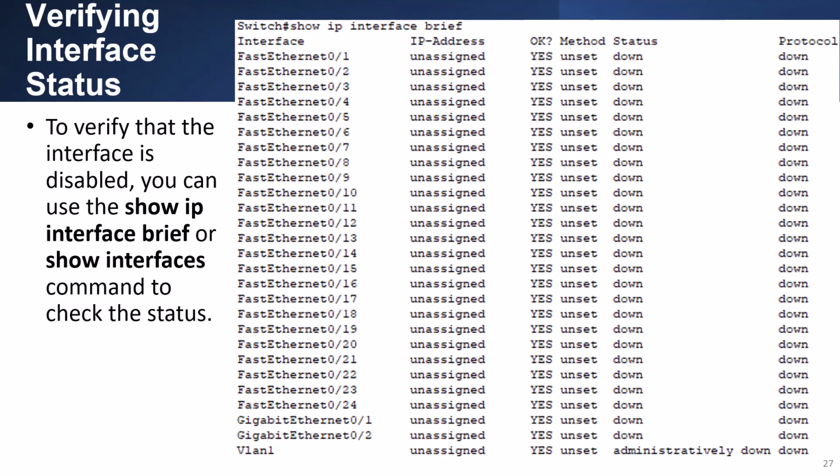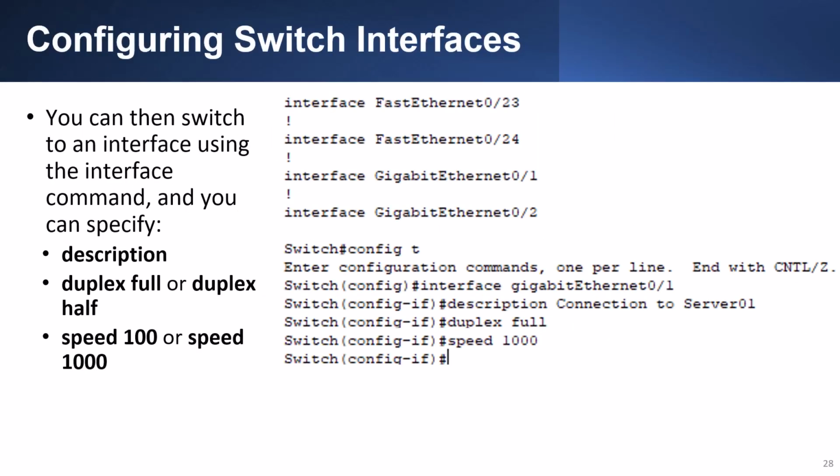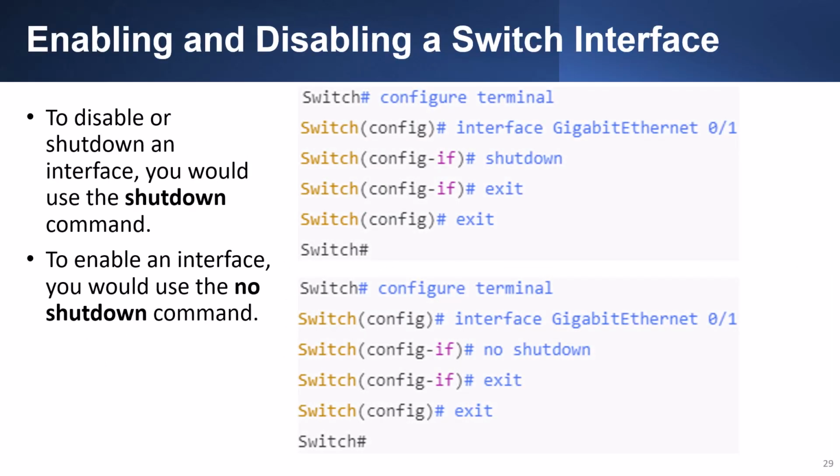To verify that the interface is disabled, you can use the show ip interface brief or show interfaces command to check the status. You can then switch to the interface using the interface command. You can specify description, duplex full or duplex half, speed 100 or speed 1000. To disable or shut down an interface, you would use the shutdown command. To enable an interface, you would use the no shutdown command.